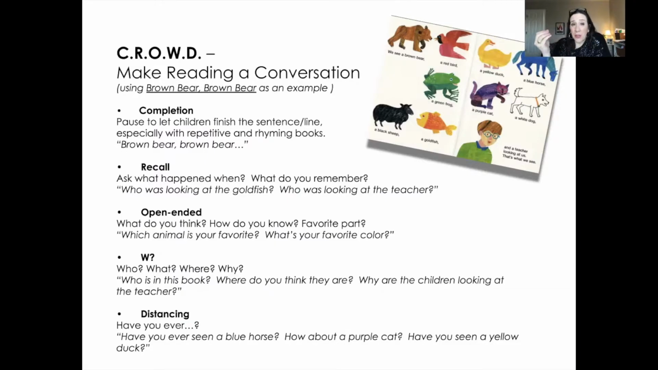The W questions. Who, what, where, why? Who's in this book? Where do you think they are? Why are the children looking at the teacher? And then distancing. Have you ever seen a purple cat? Have you ever been to school? Were you ever at a school where there were animals? Putting yourself in the story, but making it about you, not just the story. So that's one way. That's the crowd way.